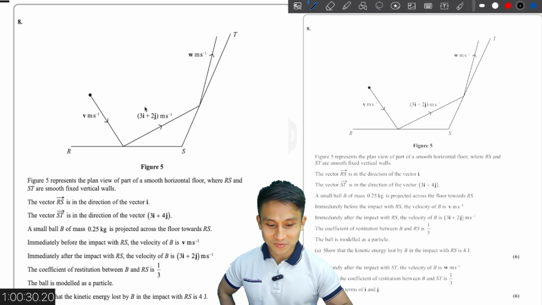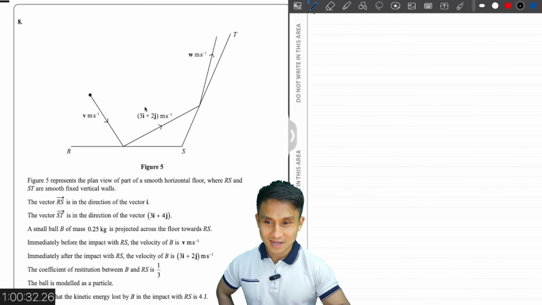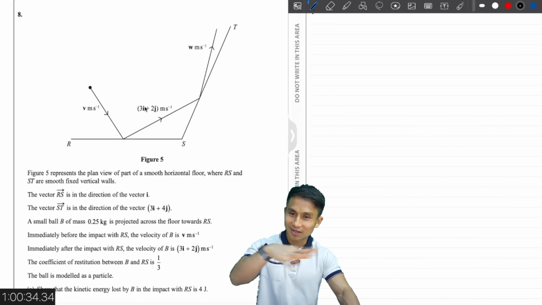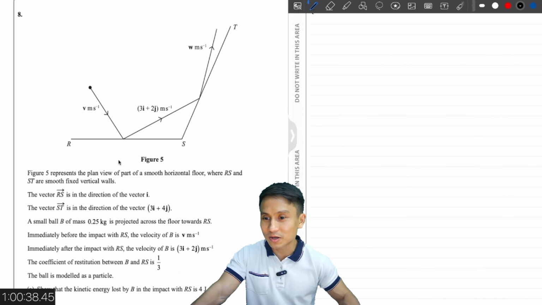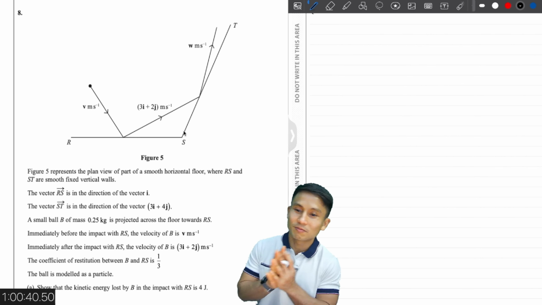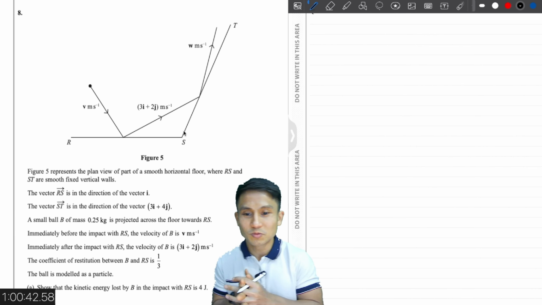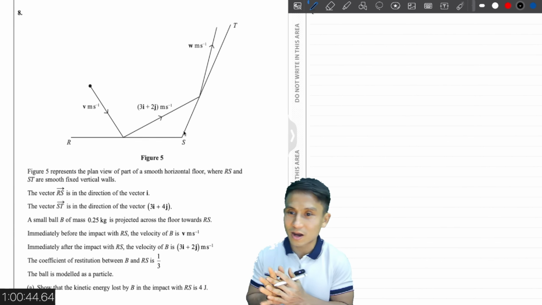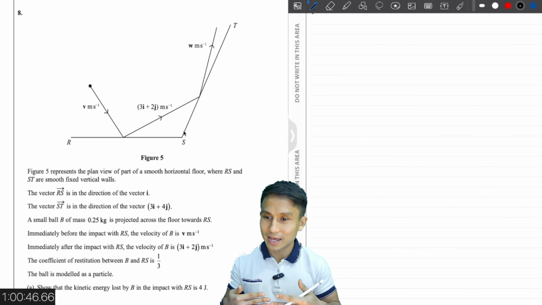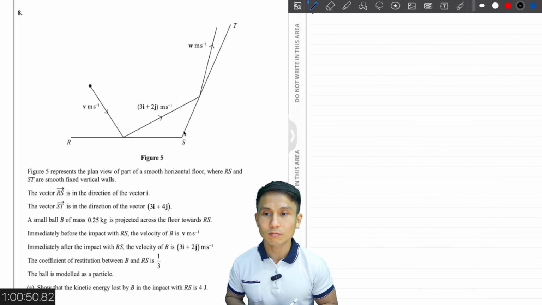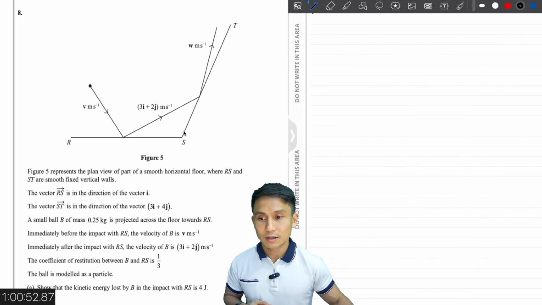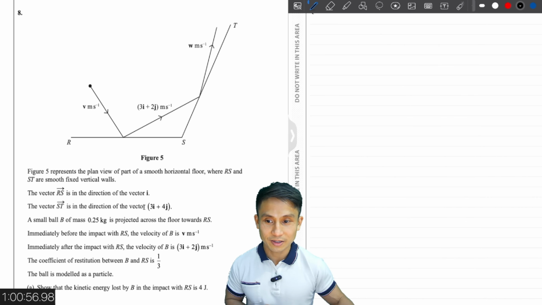Okay, also collisions, but oblique with the wall, not between particles. Figure 5 represents a plan view of a part of a smooth horizontal floor where RS and ST are smooth fixed vertical walls. Okay, the vector RS is in the direction of i, ST is in the direction of that, right?